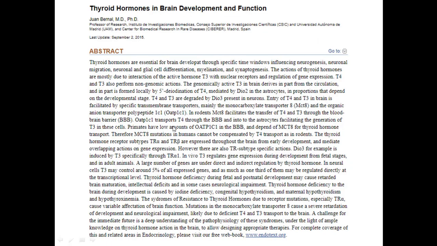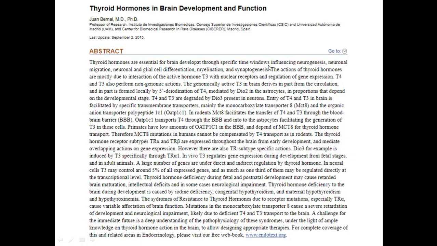Again, really briefly, I just wanted to pick one thing to show you. I'm not going to read all of this text to you, how important thyroid hormone is in brain development and function. If you read anything out there, this work by Dr. Juan Bernal, he has several review articles online, very in-depth information on the need for T3 hormone in the brain, right? They're essential for brain development through specific time windows, right?